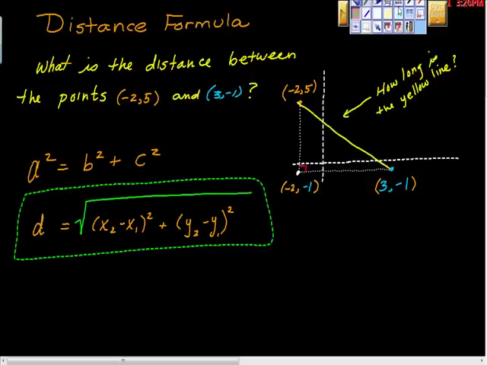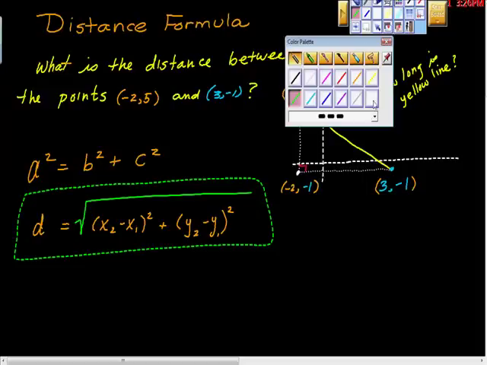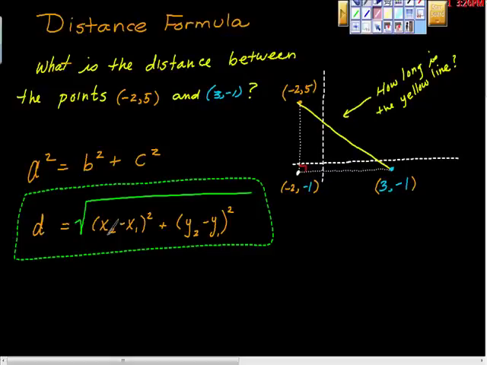And you should have this memorized, actually, because you're going to have lots of opportunities to use this. So what we're going to do is just fill in the blanks here. We're going to have x sub 2 and x sub 1. So the first x value is negative 2. I'm just taking it from here, because this is the distance I'm measuring from here to here. So it's negative 2 is the first one. So we have negative 2, don't we? And the ending x value is 3, so it's minus 3 quantity squared.